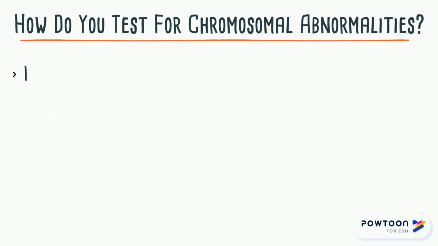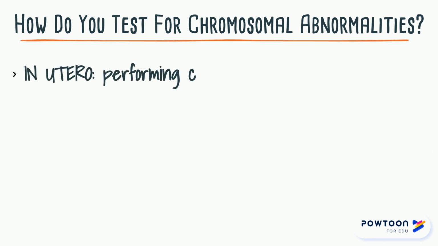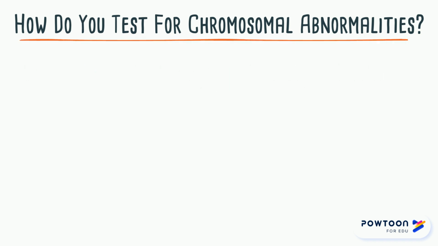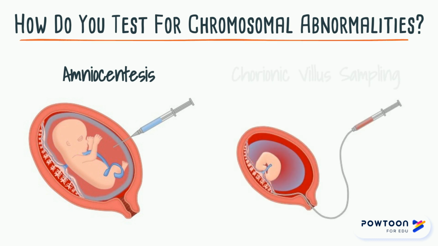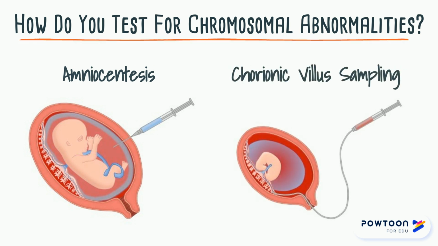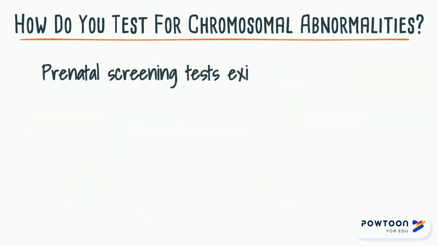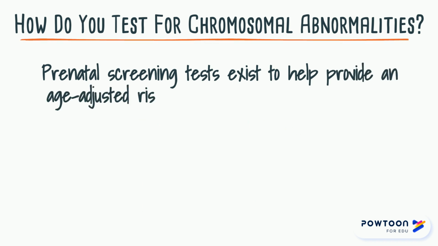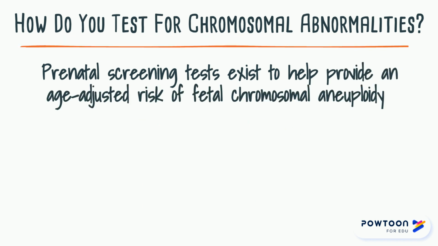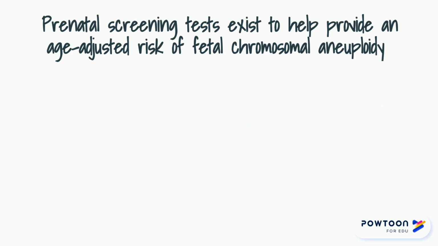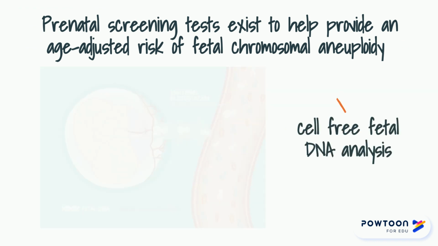To test for abnormalities, we can perform cytogenic analysis of fetal cells in utero. In utero testing is amniocentesis or chorionic villus sampling. Prenatal screening tests exist to help provide new parents with an age-adjusted risk of fetal chromosomal aneuploidy. Safer testing has been developed to be able to test the fetal DNA in a simple blood test of the mother.